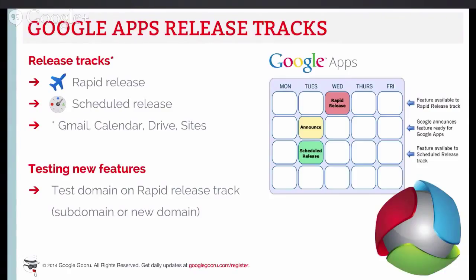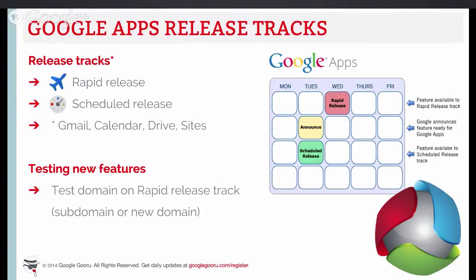So let's talk about the Google Apps release tracks. I know Justin covered these in his session earlier, but just to reiterate, when you set up your domain, you can choose which release track it's on. The Rapid Release Track receives brand new features in Google Apps before the Scheduled Release Track. So being on the Scheduled Release Track allows you to have some time before new features are rolled out to your domain.